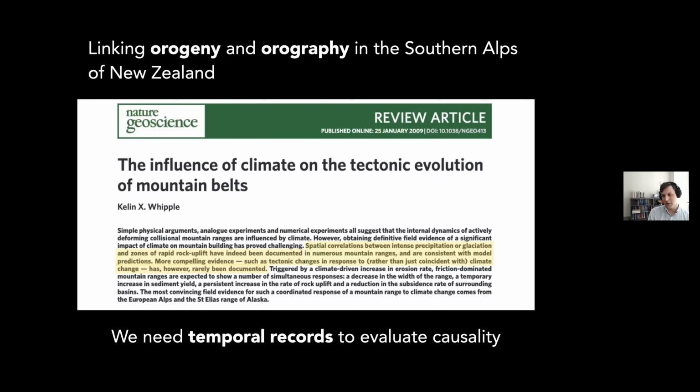And so when I read this and was thinking a lot about this, I think there's really a value in moving now from spatial comparisons, which have indeed been documented in multiple different orogenic environments, to really looking into the time domain and trying to build temporal records to evaluate this potential causality between paleoclimate and changes in orogen exhumation. So this is something that I've challenged myself to do, and hopefully will challenge the community, is to do more detrital work, to work in sedimentary archives to build temporal records of rock exhumation.